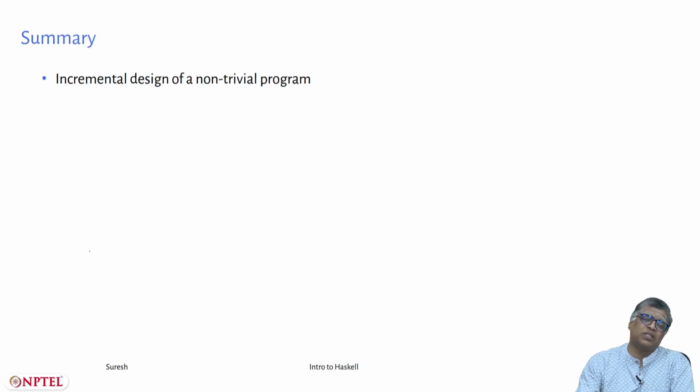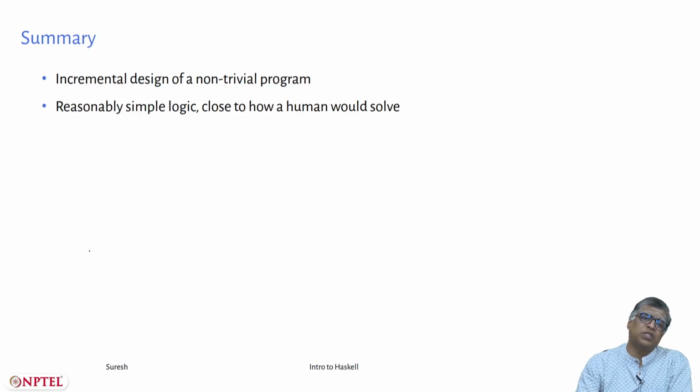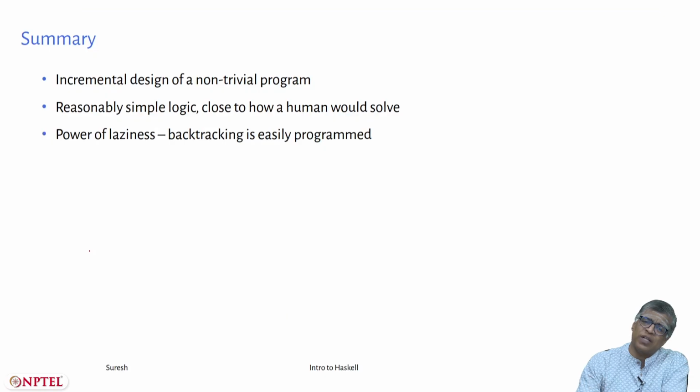So what we've seen in this lecture is an incremental design of a very non-trivial program. It's a reasonably simple logic and it's close to how a human would solve it. There is nothing fancy here, nothing like constraint solving. There is no higher mathematics involved at all. This tells you the power of laziness, how backtracking is easily programmed as a breadth first search, but in actuality it will do it as depth first search. Let's actually look at the programs in action and then we will bring the lecture to an end.